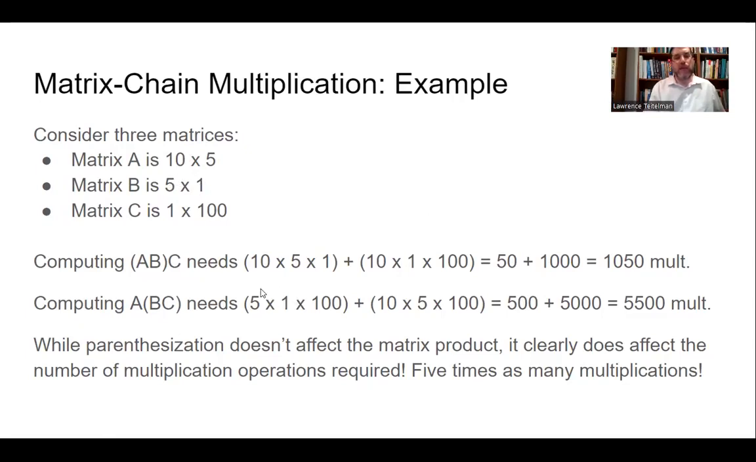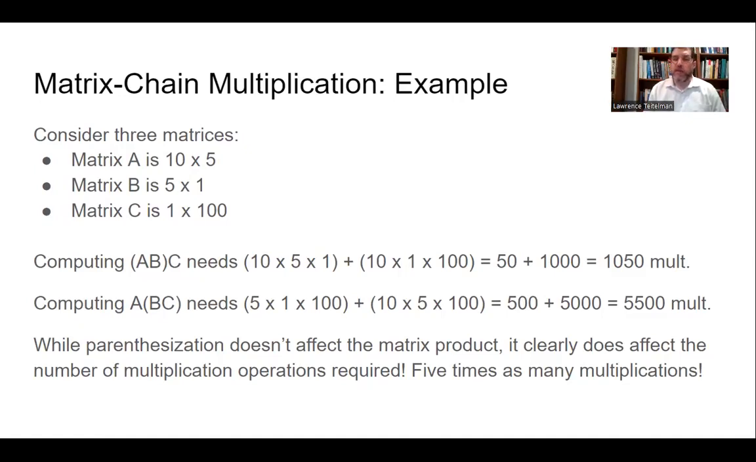So that's 500 operations for that. Then I need to multiply by the A. So I have a 10 by 5 by 100, and that's 5,000. So if I do it this way, I need a little over 1,000 multiplications. If I do it this way, 5,500 multiplications. So just the way I parenthesize the problem, which order I chose to do it in, makes a difference by a factor of 5.